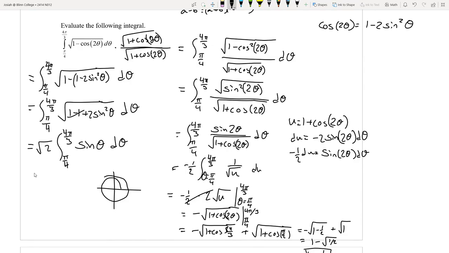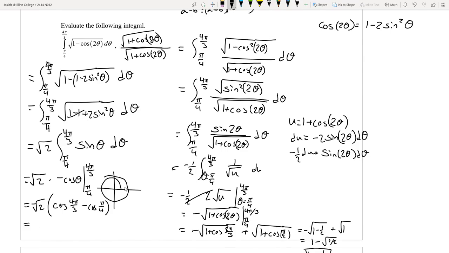And we can then evaluate. Negative cosine of theta evaluated from pi fourths to 4 pi thirds. When we do that, we'll go ahead and pull out the negative as well. Cosine of 4 pi thirds minus the cosine of pi fourths.